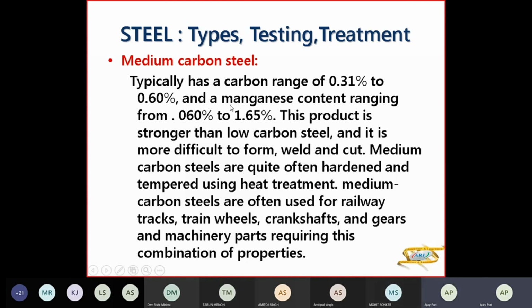Here the carbon content is higher than 0.3. So it is 0.31 to 0.6. Manganese content is 0.06 to 1.65. So it is stronger than low carbon steel, but forming becomes difficult and cutting becomes difficult. Cutting and welding is difficult. For this reason, usage in ships becomes less because you can't form it easily, you can't cut it easily, you can't weld it easily.